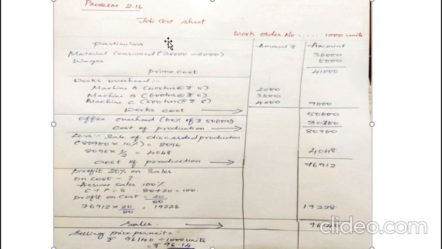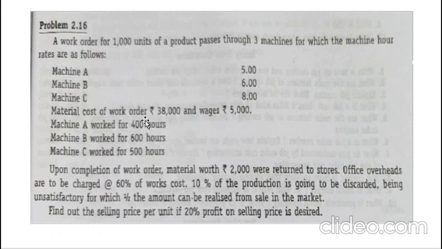So this is the solution for problem number 2.16. So job cost sheet, order, work order number, as the number is not given in the problem. So how many units? 1000 units. So this is the cost sheet. As per the question, they have given the information, so we are going to prepare the format as per the cost sheet.